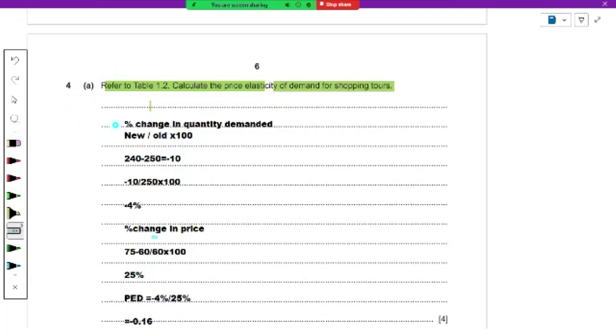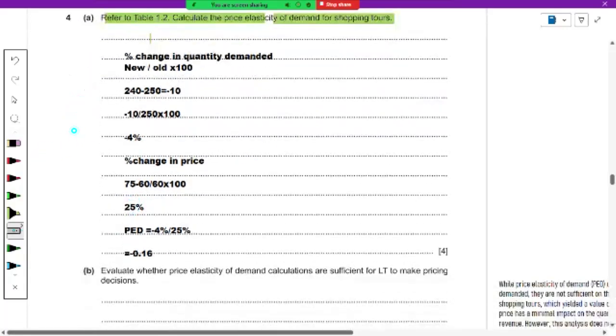Now we have to find the change in price. 75 is the new price, 60 was the old price, so 75 minus 60 divided by 60, the old price, multiplied by 100. So we have a 25% change in price. Now we have to find the PED: percentage change in quantity demanded divided by percentage change in price. So minus 4% divided by 25%. So we have 0.16 as the PED.